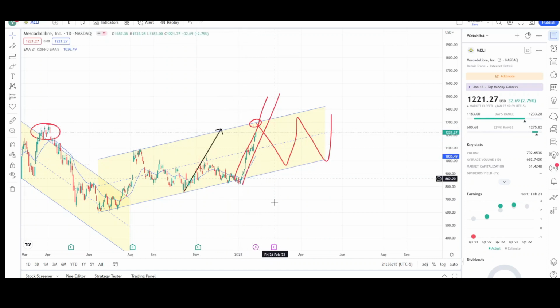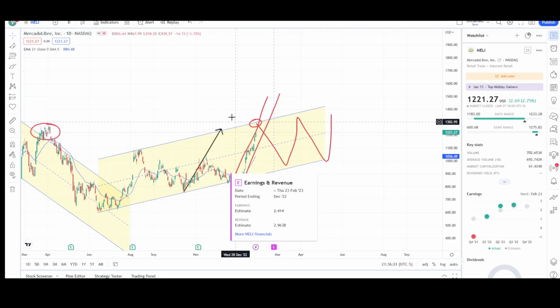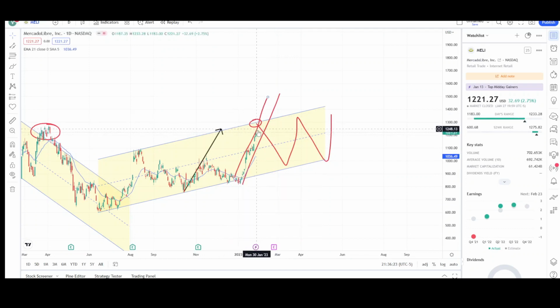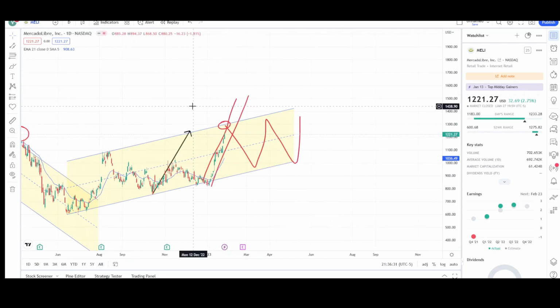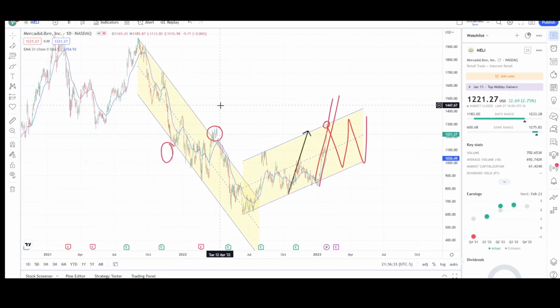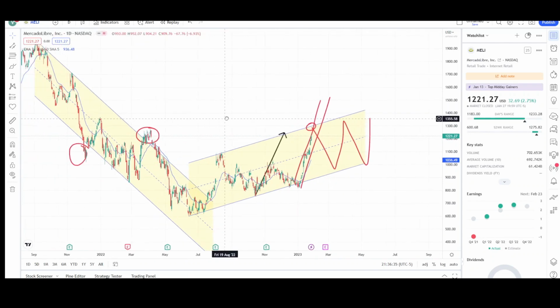So we're going to see a pullback fairly shortly for MELI. We do have an earnings report late February estimated, so maybe we'll see that pullback before, and then that earnings report will push up prices, kind of like we did over here where we just gapped higher. So we'll have to wait and see. But as of right now, these are the reasons why MELI has not gone down.